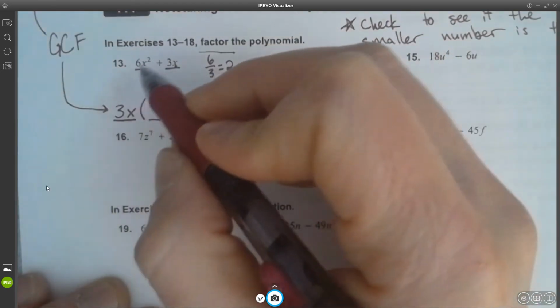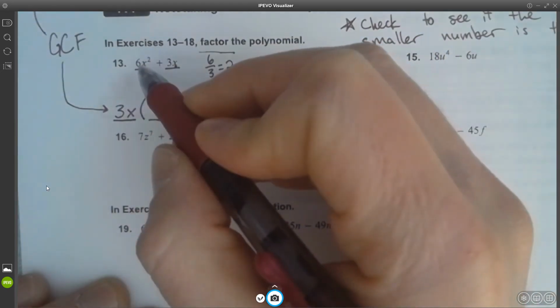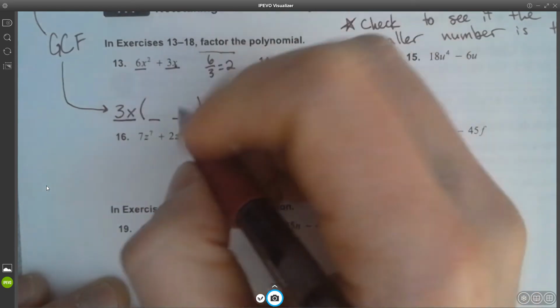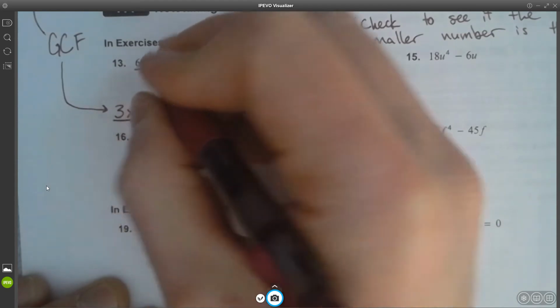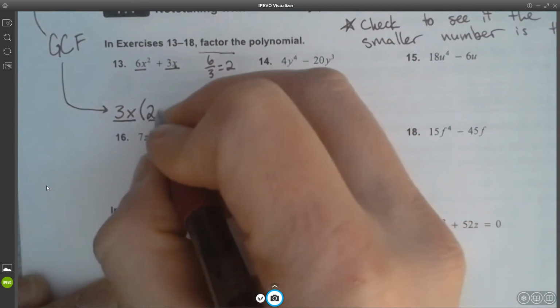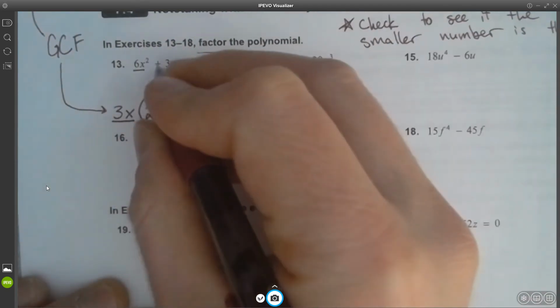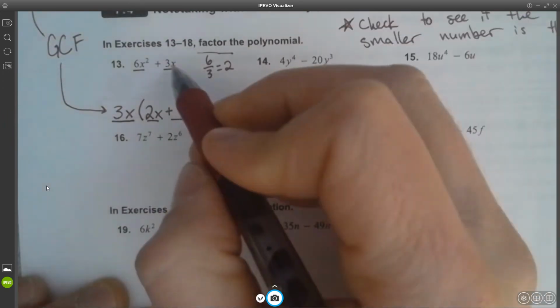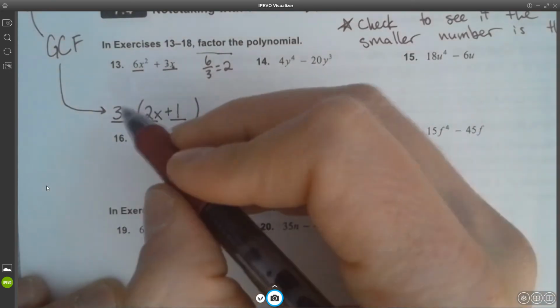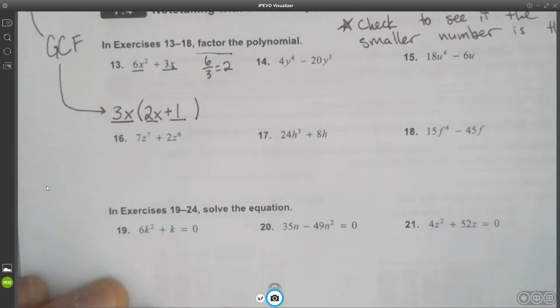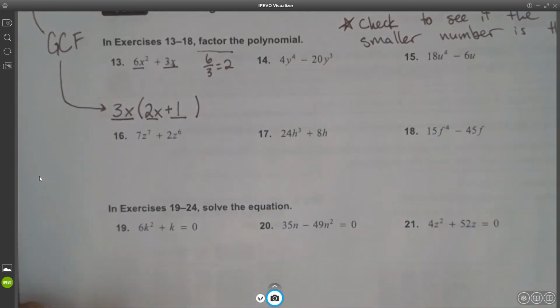So if I divide 3x out of each of these, 6 divided by 3 would be 2, and if I divide one of these two x's out, I would have 1 left. Bring my plus sign down. 3 divided by 3 is 1. X divided by x, also 1. So now I've factored out the greatest common factor.